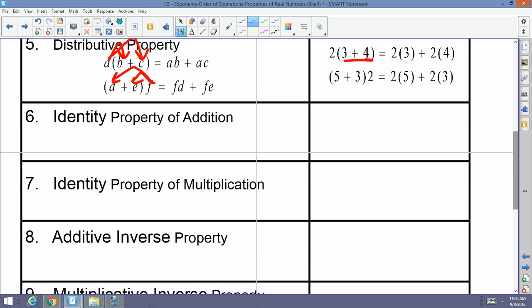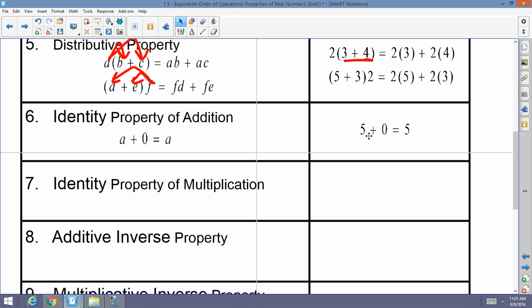So the identity property. Think of identity like looking at yourself in the mirror. So what do you add to yourself? What do you add to anything to find that same number? Well, it would be 0. A plus 0 is A. Okay? So what the identity property states is that anything plus 0 is itself. For example, 5 plus 0 equals 5.